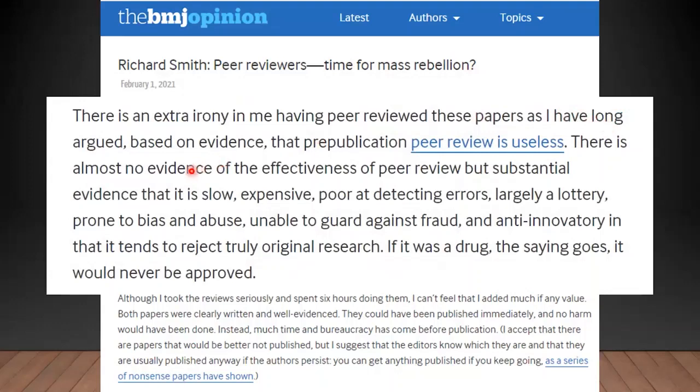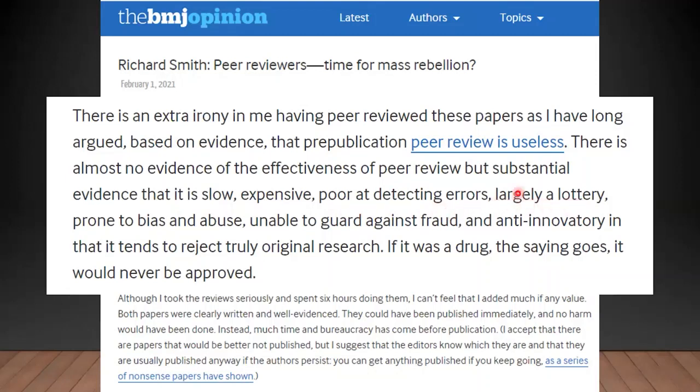I have long argued, based on evidence, that publication peer review is useless. This is a very strong adjective to use in this context. Useless, you can say it's problematic, but useless completely? Now remember this, we'll come back to it later. Is it truly useless or not? There is almost no evidence of the effectiveness of peer review, but substantial evidence that it is slow, expensive, poor at detecting errors. Remember the previous slide, I said that detecting errors, it's poor at detecting errors.